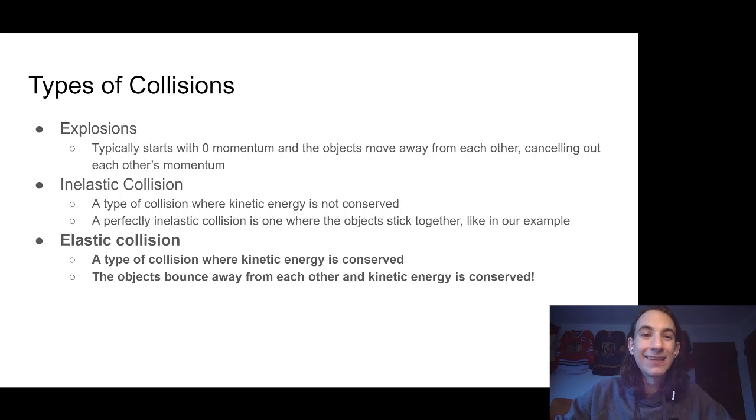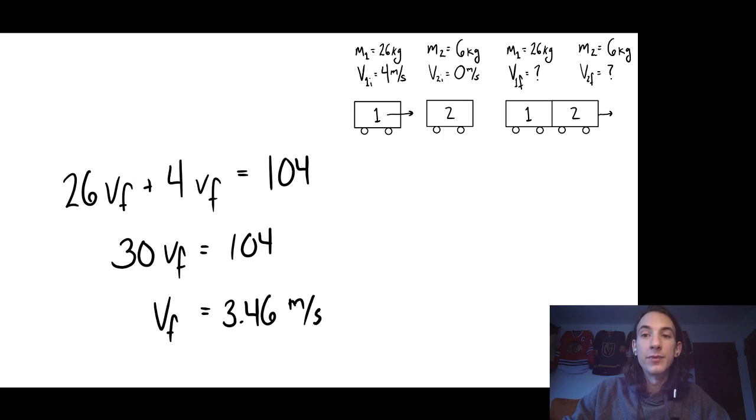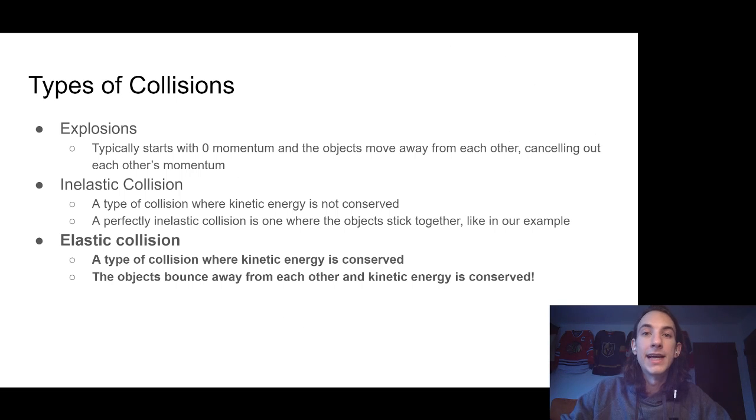An inelastic collision is a type of collision where kinetic energy is not conserved. When we talked about inelastic collisions, we were mainly focused on a perfectly inelastic collision, one where our objects stick together. We just had this example where our carts stuck together. That's an example of a perfectly inelastic collision. So inelastic, the definition is a collision where kinetic energy is not conserved.